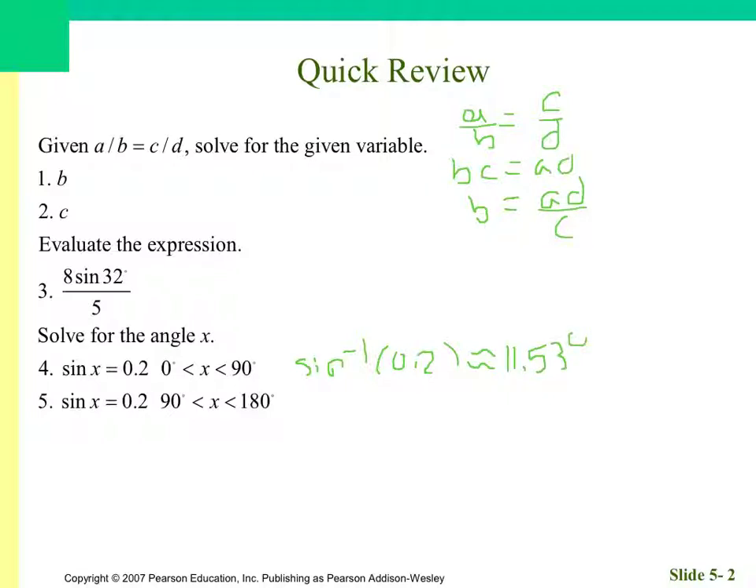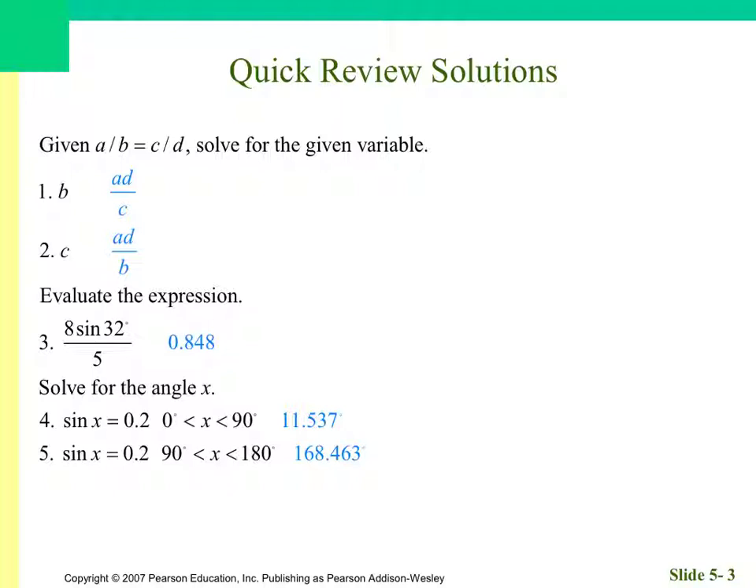So what is it between 90 and 180? We'll do 180 minus that. It would be approximately 168.46 degrees. Okay? Because here's the thing. If it's 11.53, that's the reference angle. That means there's 11.53 here. So you've got to do 180 minus that to get to there. Okay? So there we go. They even did 3 decimals, so.